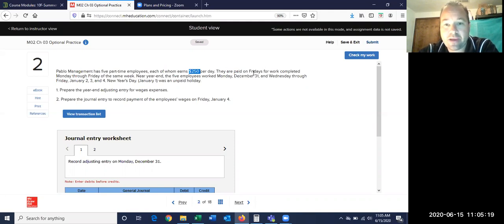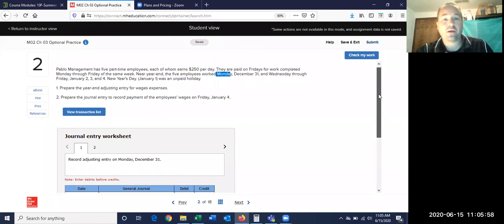All right, so they are paid on Fridays of that same week. So they work Monday through Friday and then they are immediately cut a check on Friday afternoon and they're paid. However, the year end falls during this week. It actually falls right after Monday. So they work on Monday and then they work January 2nd, 3rd, and 4th for 3 more days during the week. And what we need to do is update their books at the end of the year and then show what the payment is. So we're going to take it the next step and show what the payment is at January 4th.